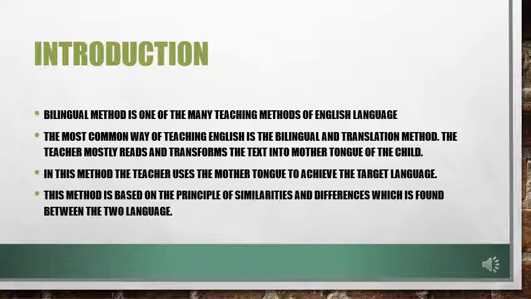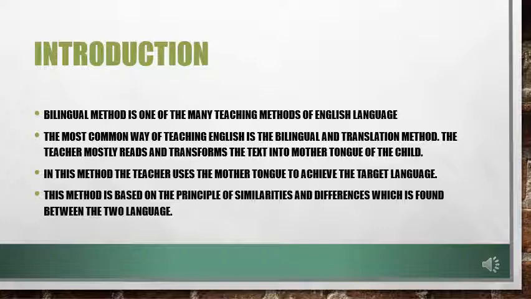In this method, the teacher has the right to use the mother tongue, but the teacher should not encourage the students to use the mother tongue. Only the teacher has the right to use the mother tongue. So the teacher should ask the students to speak only in the English language.